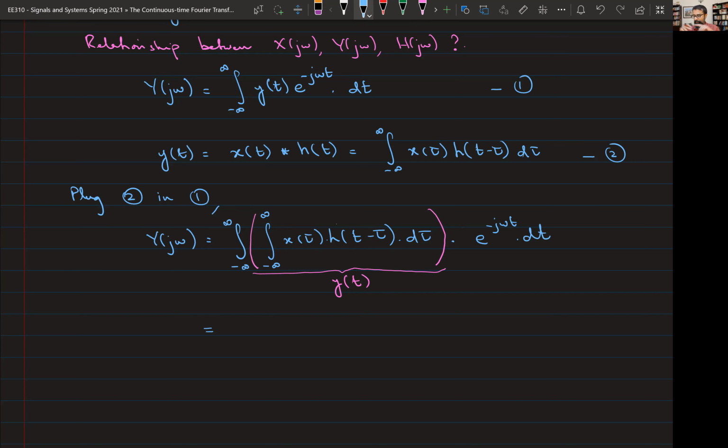Abdullah says, sir, this is the Fourier transform of y of t. Yes, we did that when starting out. So I want to go somewhere else. Sir, we need to change it to x of j omega times h of j omega. Yes, the way you said it. Let's do it this way.